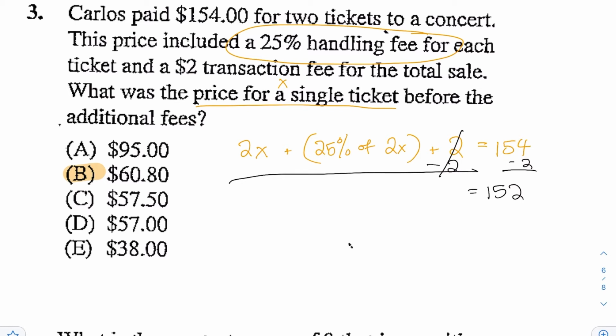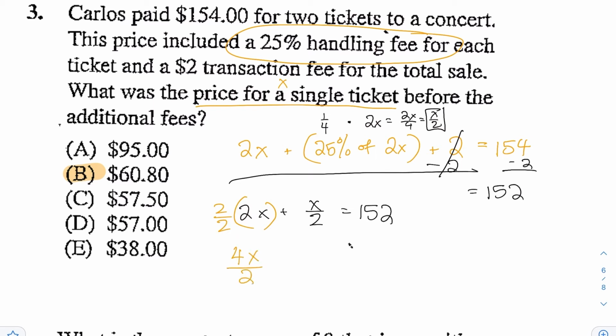Now 25% of 2x, 25%, remember, is 1/4. Of means multiply. So when you do 1/4 times 2x, that's really just 2x over 4, or x over 2. So you're doing 2x plus x over 2 is equal to 152. And here the denominator, the LCD is 2, so you're going to have to multiply 2x by 2 over 2, which will give you 4x over 2, which is the same as 2x. And you add it to x over 2, which will turn into 5x over 2 is equal to 152.